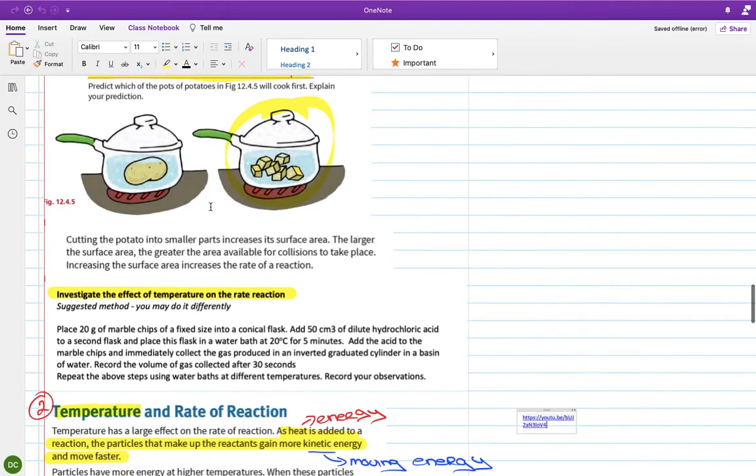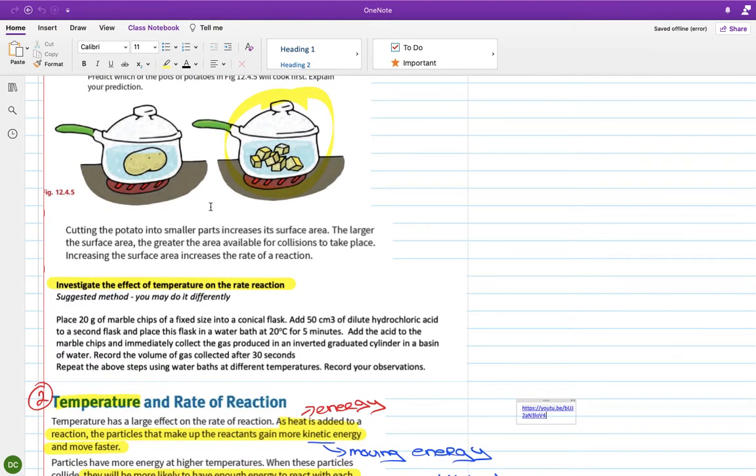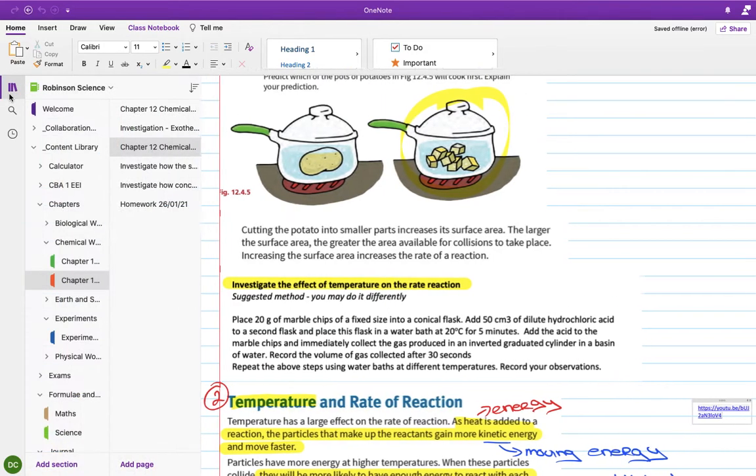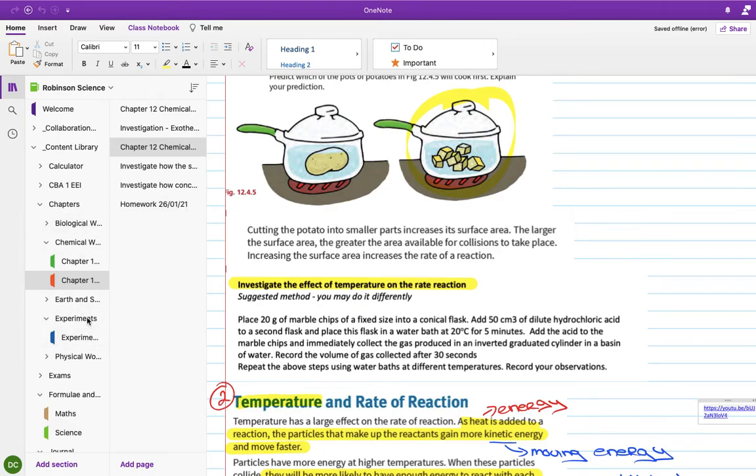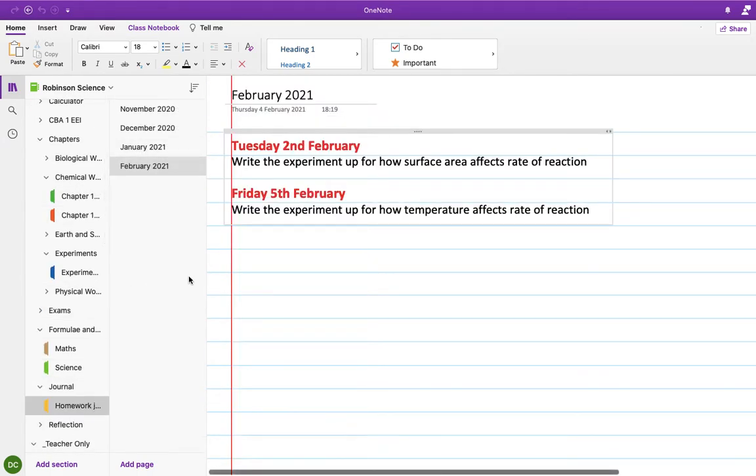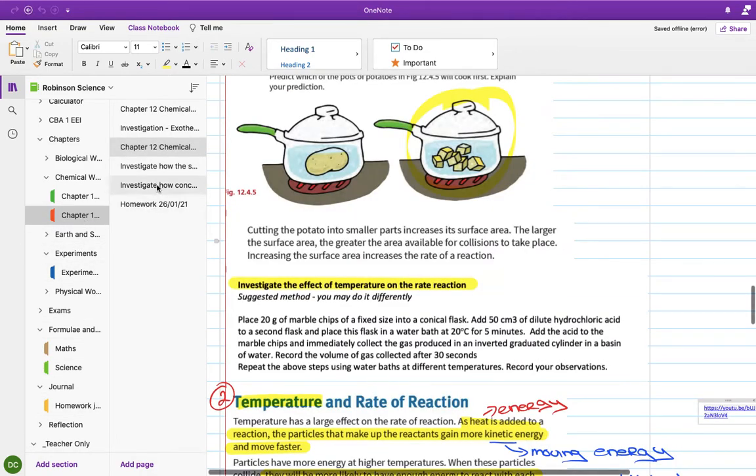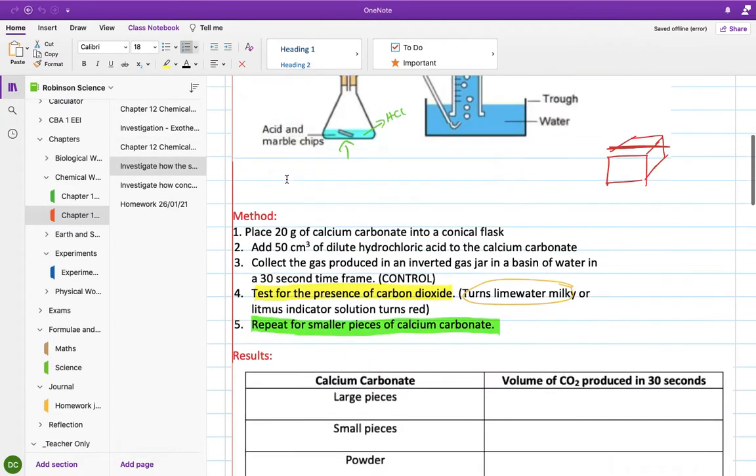Okay, so we missed our class on Tuesday, so this is from last Friday. So we'll have a quick look at the homework. It was to write up the experiment for how temperature affects rate of reaction. I pretty much had it done for you here.